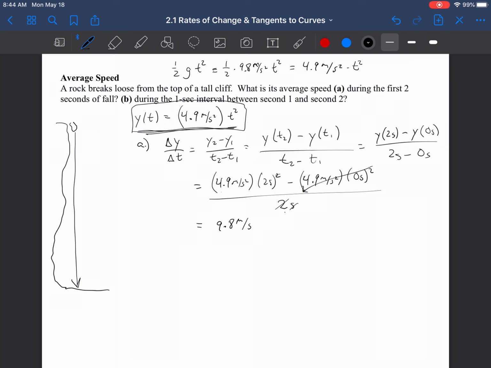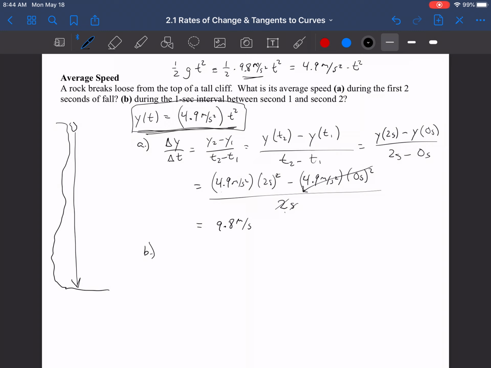which is, well, at least it's the same number, 9.8, as what we had for our acceleration, but it's not the same because this is meters per second. It's a speed. The other one was meters per second squared. It's an acceleration, so don't get it confused. And so that happens here with 2 seconds.